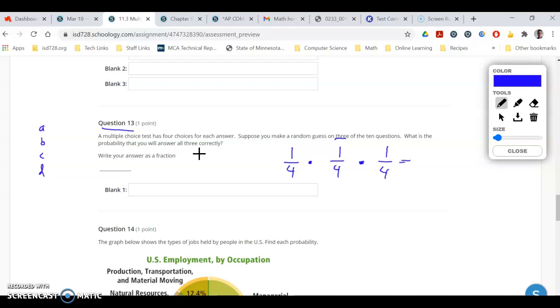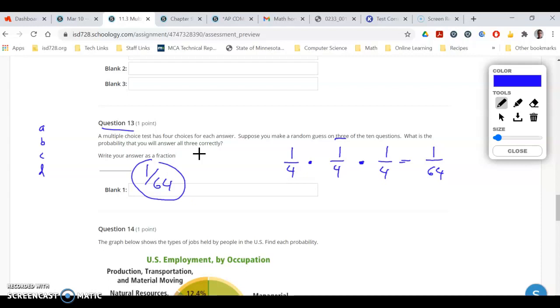If we have just 1 in 4 for getting just one of the questions right, to get all of them right, if you multiply those together, your numerator is 1 and your denominator is 4 times 4 times 4, which is 64. So your chances of guessing all of them correctly is just 1 out of 64. That's an "and" probability, right?